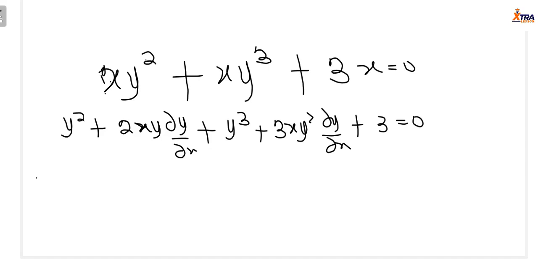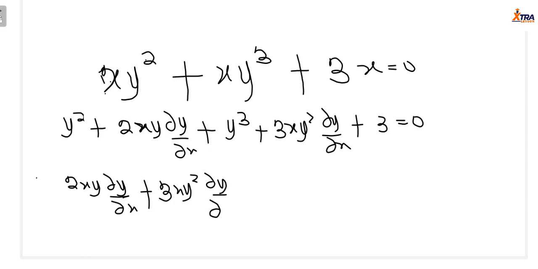So now we have 2xy dy over dx plus 3xy squared dy over dx. Then we transfer the remaining ones to the other side. So 3 comes to that side, we have minus 3, minus y squared, minus y raised to power 3.